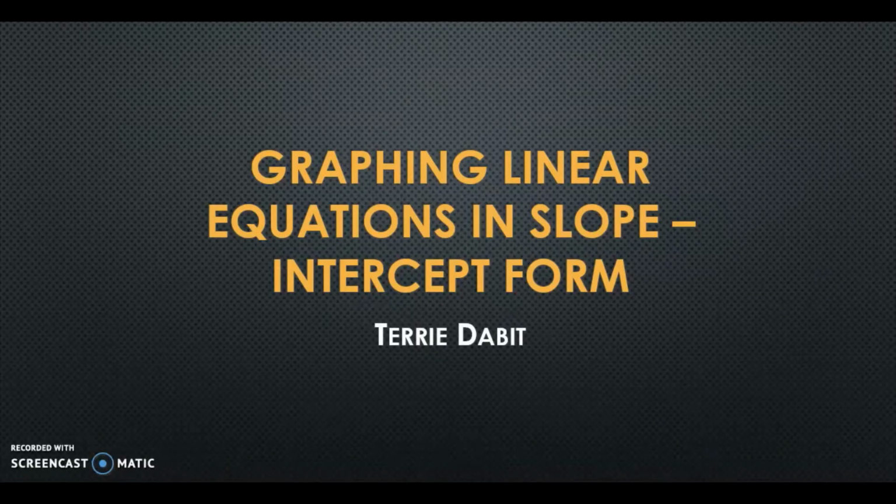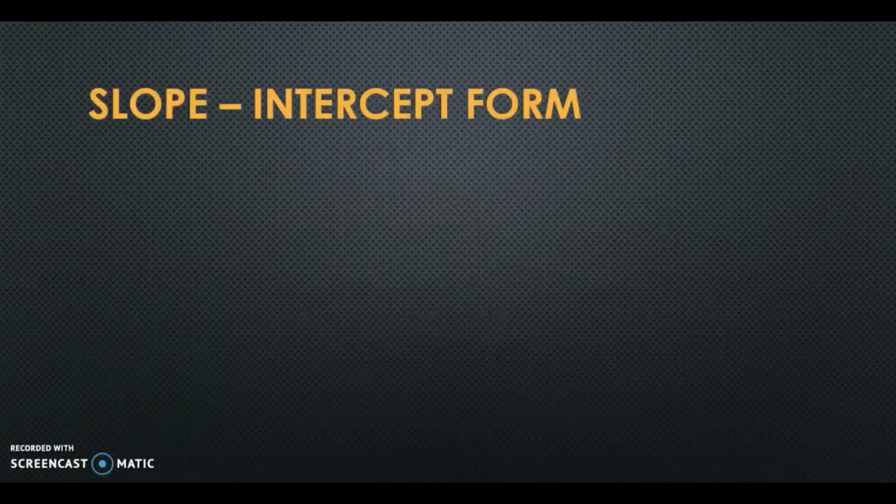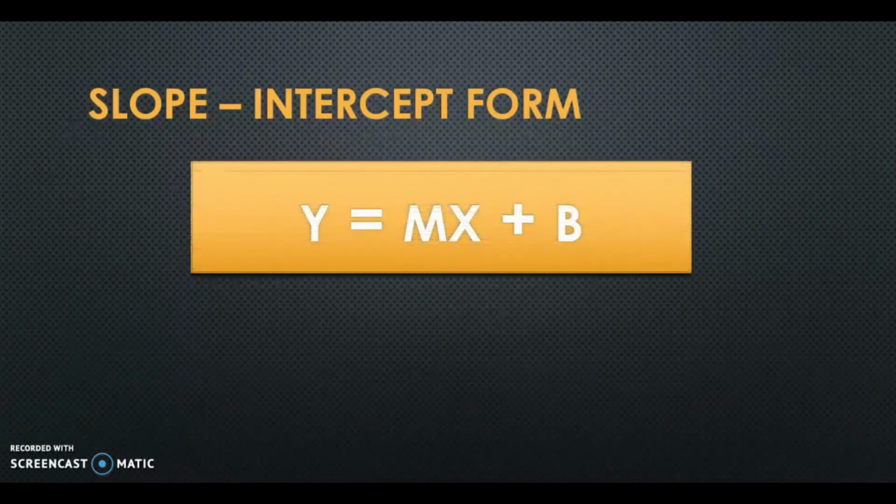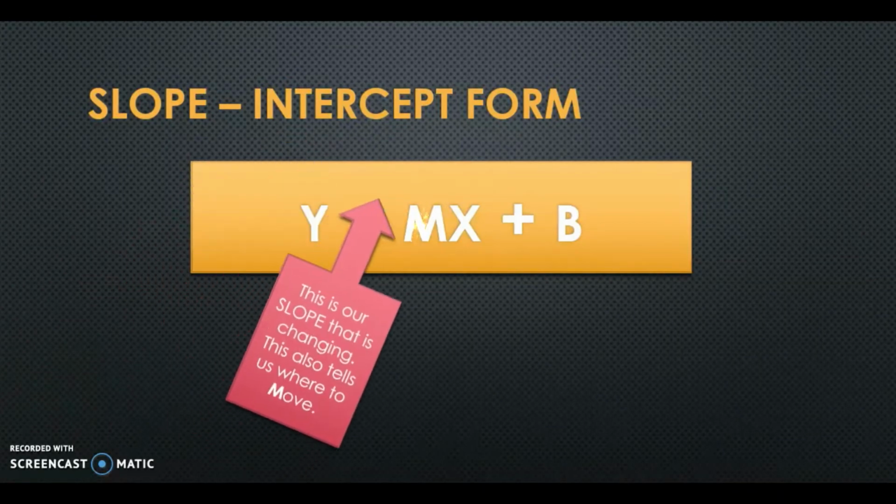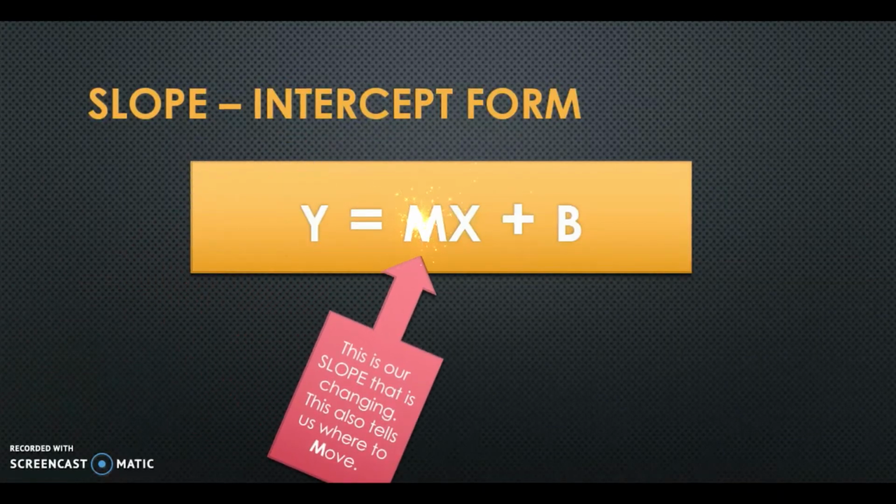Math with David. Today we're going to be doing graphing linear equations when they're already written in slope-intercept form. If you recall, slope-intercept form is y equals mx plus b. We already learned that the m is our slope. That's the number that's going to be changing. This is also going to tell us where we're going to move. Remember the word move.